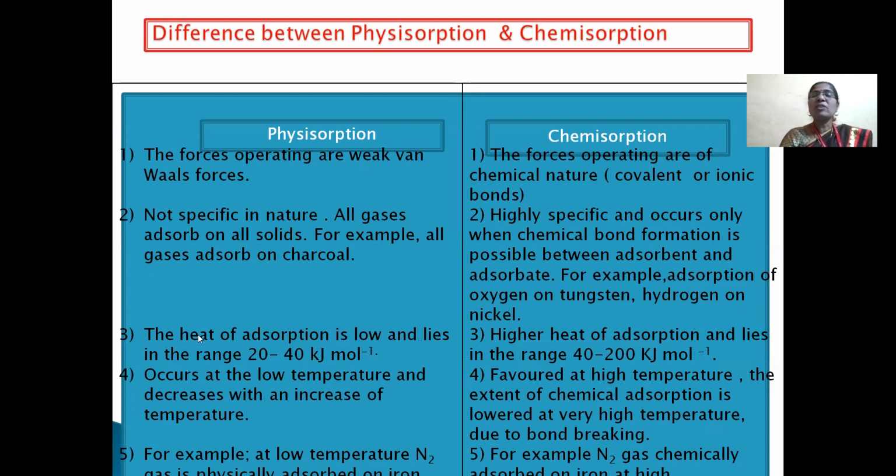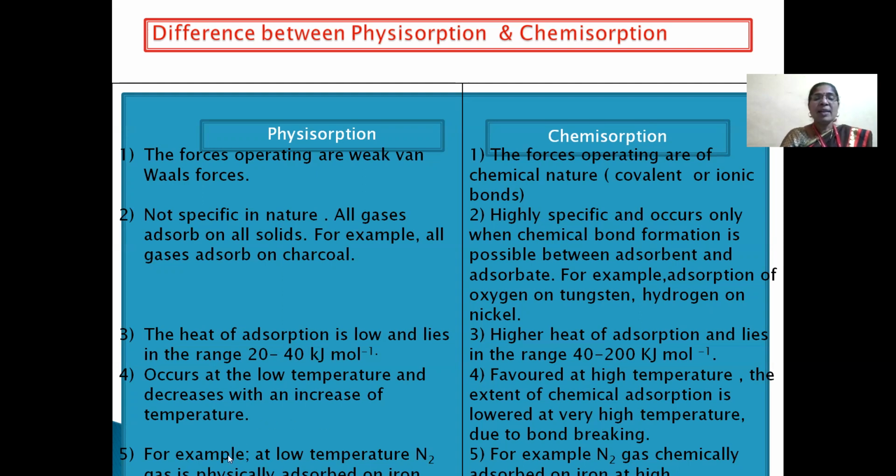Third, the heat of adsorption in physical adsorption is low and lies in the range 20 to 40 kilojoules per mole. In chemical adsorption, the heat of adsorption is higher and lies in the range 40 to 200 kilojoules per mole. Physical adsorption occurs at low temperature and decreases with an increase of temperature. Chemical adsorption takes place at high temperature. The extent of chemical adsorption is lowered at very high temperature due to bond breaking.